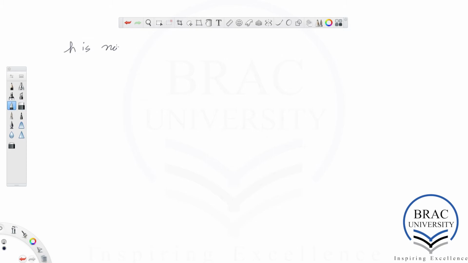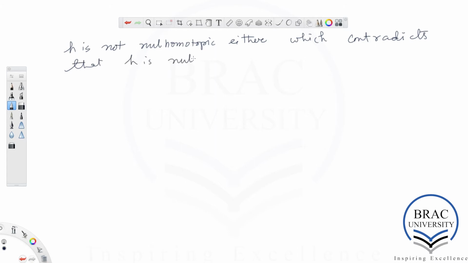H is not null homotopic either, which contradicts that H is null homotopic as established earlier in step 3. Okay, so this is how we reach a contradiction.